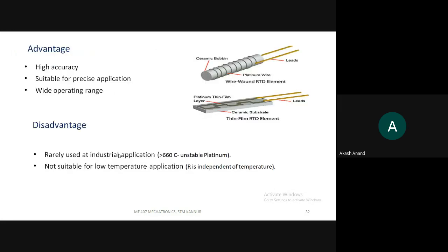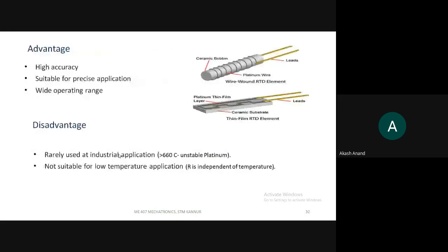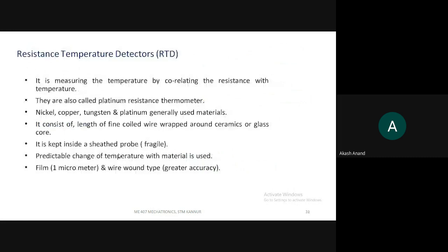Okay, this is the figure of RTD. You can see two types: wire wound RTD and thin film RTD, and they are also called platinum resistance thermometers. Why? Because in most applications the wire taken is platinum wire, so it is also known as a platinum resistance thermometer. Nickel, copper and tungsten are also used for this application.